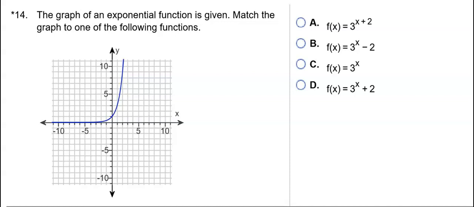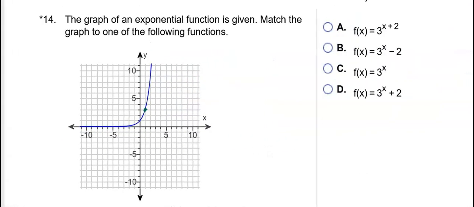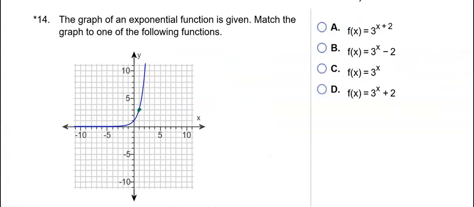So I'm actually going to have to look at some points here to see what's going on. I'll plug in, say, a 0. I see on the graph there you get a 0.13. So if I plug in a 1, I get 3. Between A and C, I have to plug in a 1 and see which one gives me 3. If you plug it into letter A, you would get 3 to the 1 plus 2 power. That'd be 3 to the third, which is 27. That gets rid of choice A. But choice C, which is 3 to the first power, that's a good answer. So letter C is the winner.